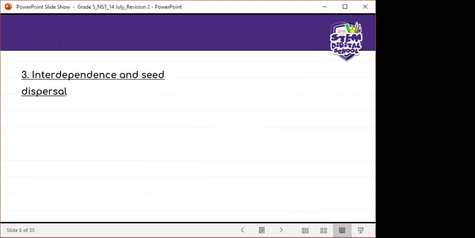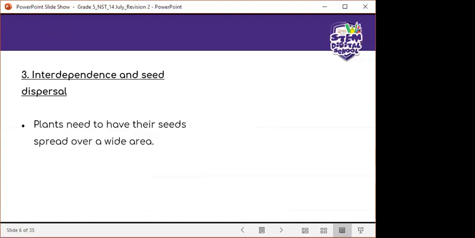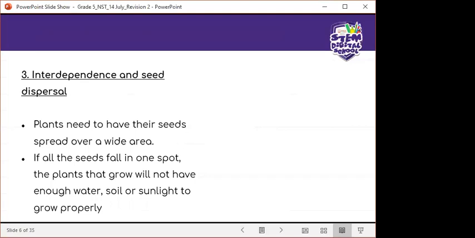Okay, so the third type of interdependence is interdependence and seed dispersal. Remember we covered interdependence and feeding, interdependence and pollination, and the third type is interdependence and seed dispersal. Plants need to have their seeds spread over a wide area. If all the seeds fall in one spot, the plants that grow will not have enough water, soil, or sunlight to grow properly. So that is why the seeds need to be dispersed across different areas.